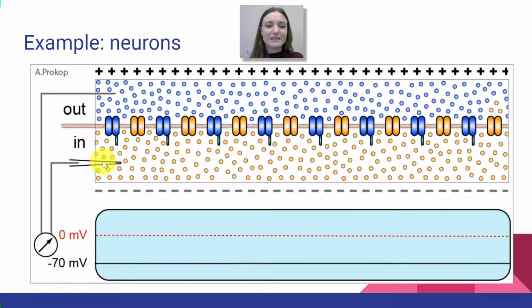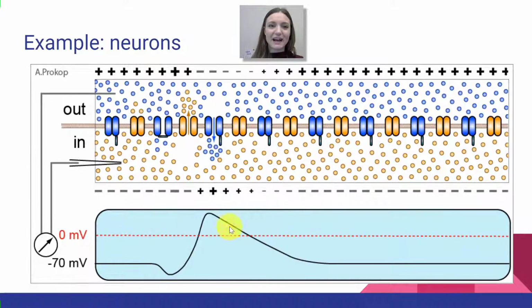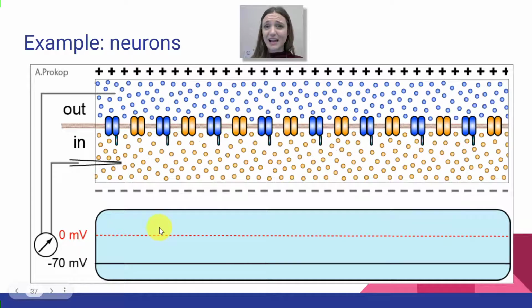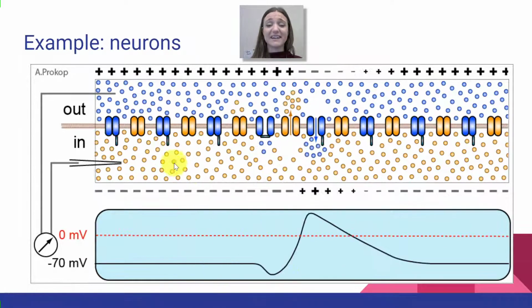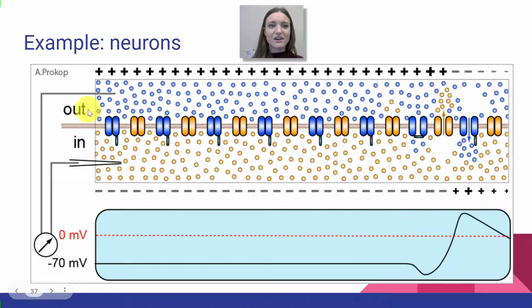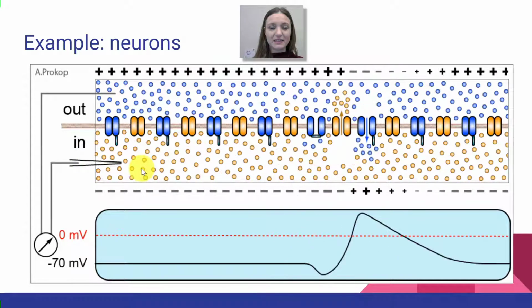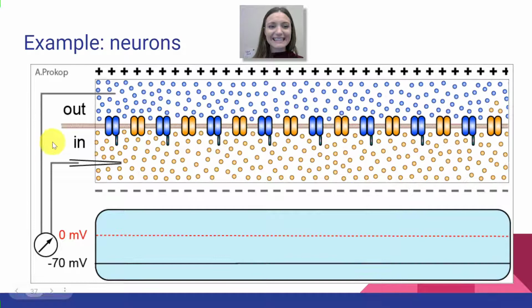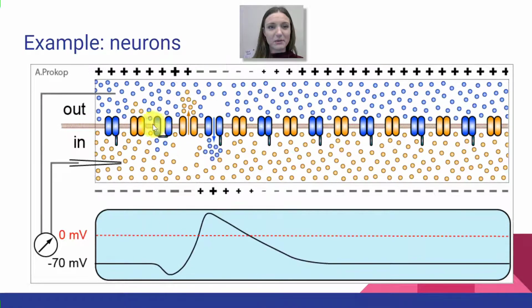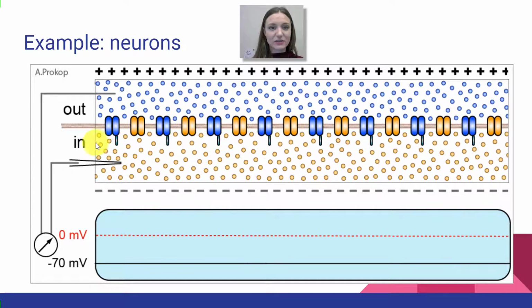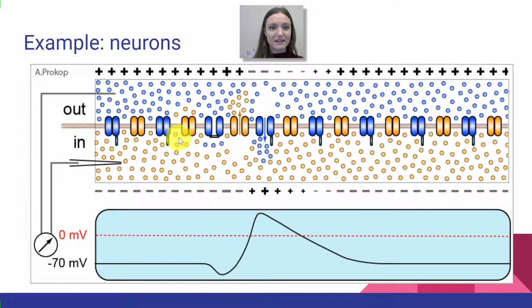So we don't need to know the minutia of this right now, but I like this example because these pumps, these active transporters are working a ton in neurons, right? So here we have sodium in blue on the outside, potassium in yellow on the inside. And as a signal is sent along the membrane of a neuron, the concentration of these ions switch. This is being shown here.